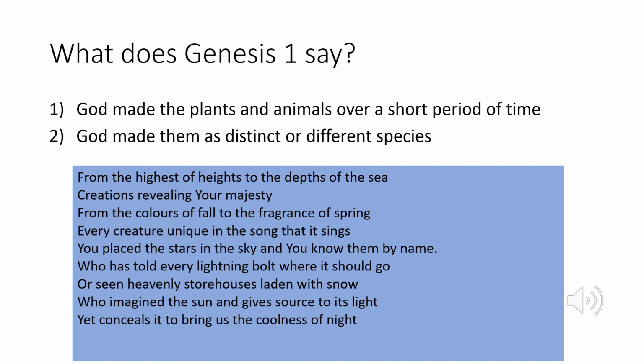That's exactly what the Cambrian explosion shows, that the plants and animals appeared in a very short period of time, geologically speaking. And the second thing that Genesis 1 says is that God made them as distinct or different species of plants and animals. Once again, it's entirely supported by the fossil record, in that we don't have these in-between forms. They are distinct, complex organisms all appearing at the same time.